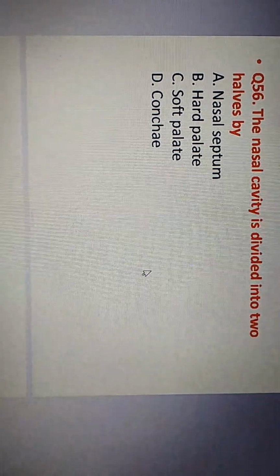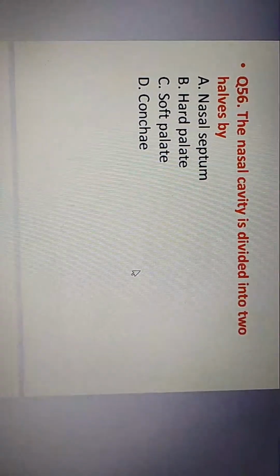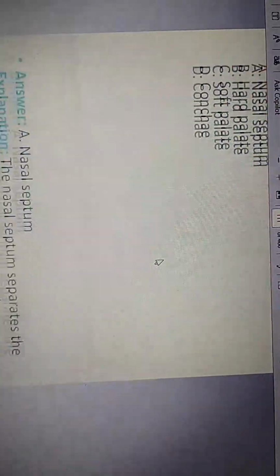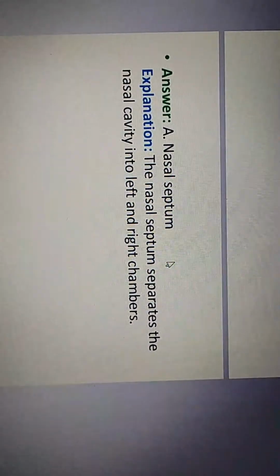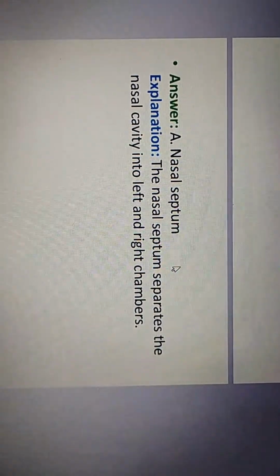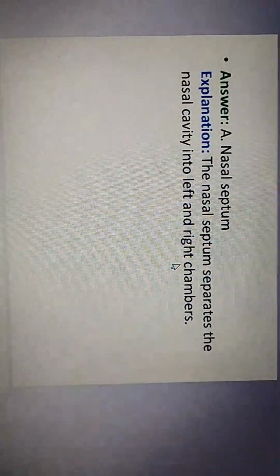The correct answer is option A, nasal septum. The nasal septum separates the nasal cavity into left and right chambers.